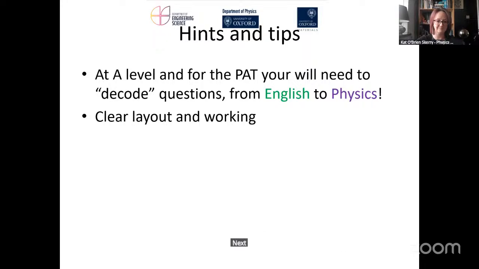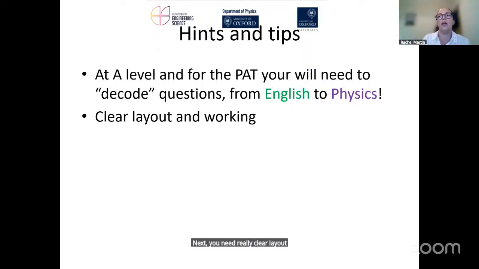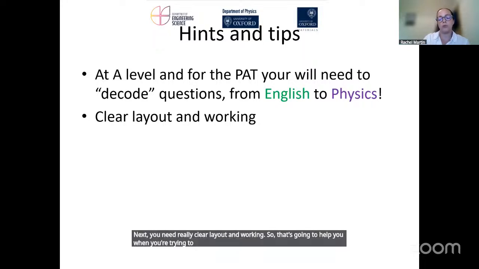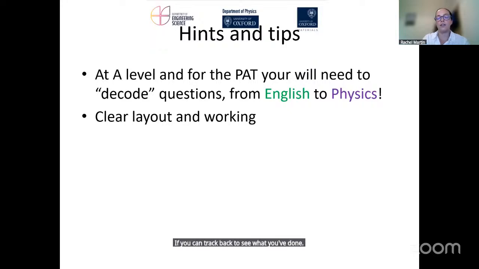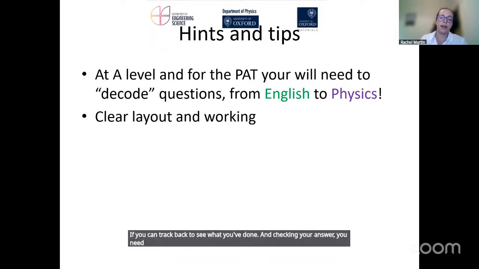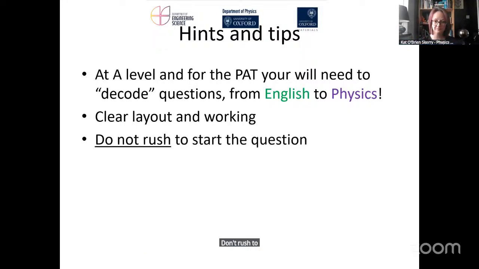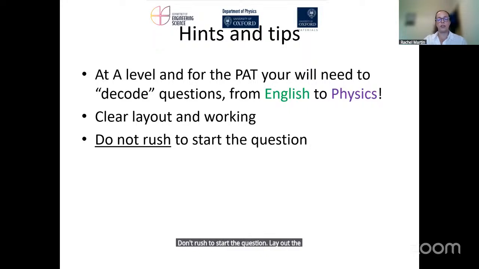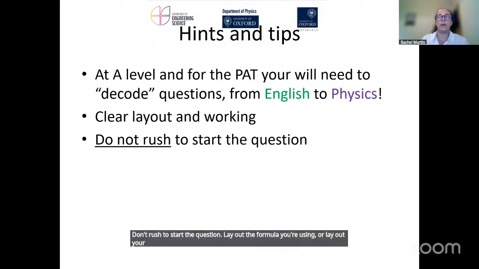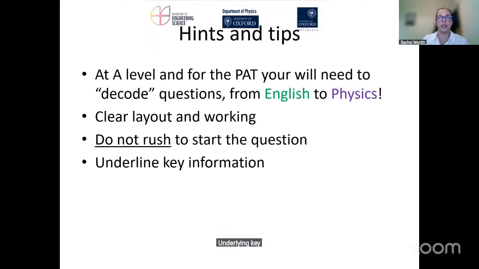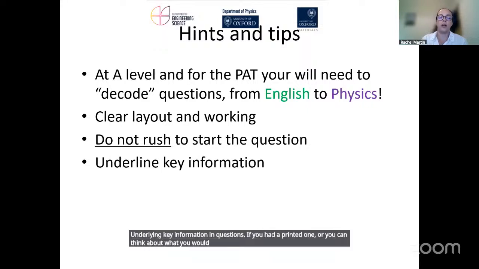Next, you need really clear layout and working. So that's going to help you when you're trying to find the answer for the multiple choice questions. If you can track back to see what you've done and check your answer, you need your working there on the page. Don't rush to start the question. Lay out the formulae you're using, or lay out your decoding from English to physics on your page. Underline key information in questions, if you have a printed one, or you can think about what you would highlight in the question today.